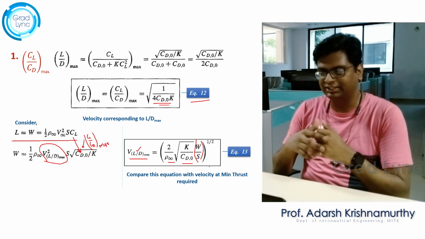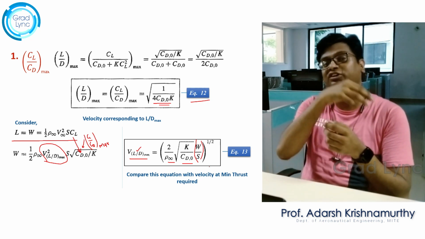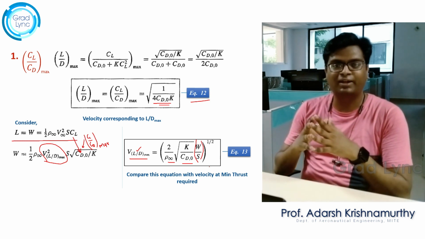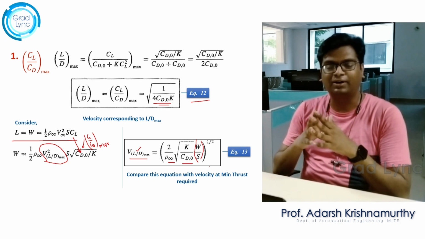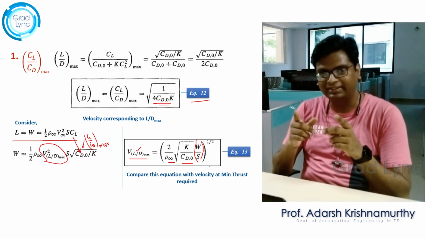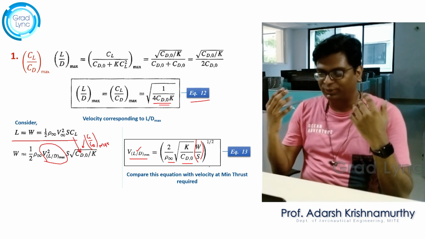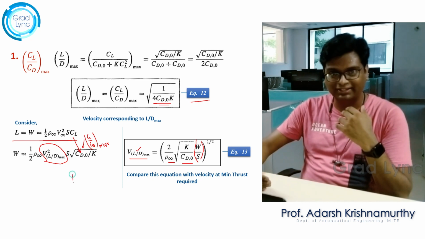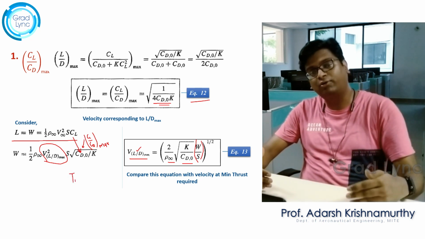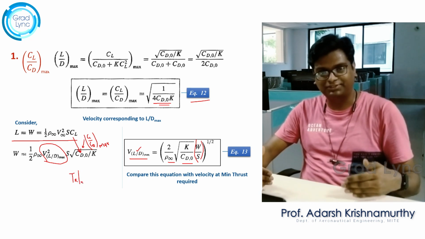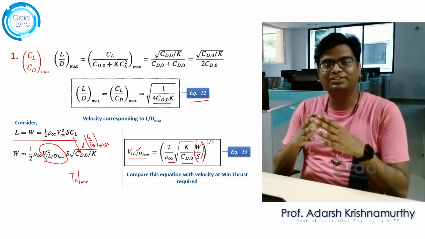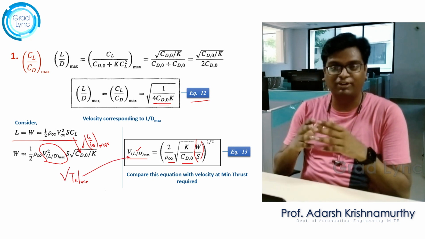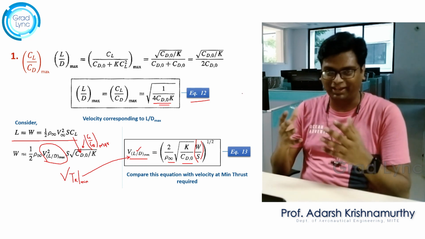Now, if I compare this velocity with the velocity we obtained a couple of lectures before for the minimum thrust required condition, both these equations are the same. Getting the point? Very interesting. So, the velocity expression I got from assuming the L by D max condition and the velocity I derived for the minimum thrust required condition, both equations are the same, right? Which again proves that at minimum thrust required condition, L by D ratio would be maximum.